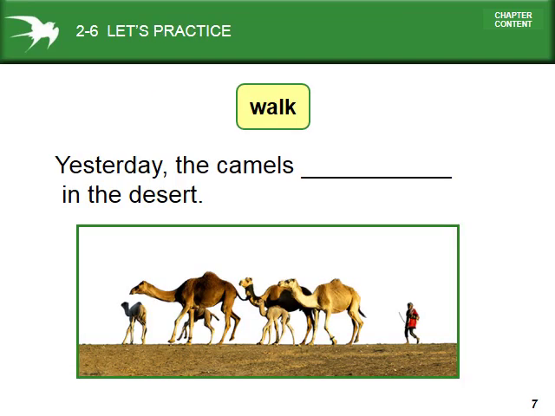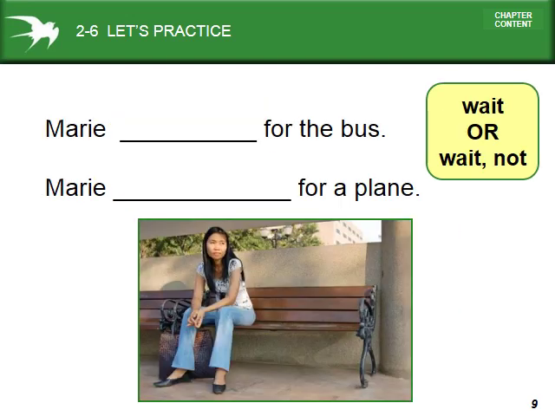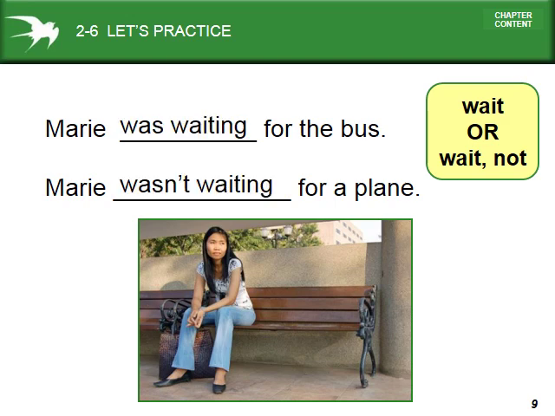All right. So all of these examples are asking you to use the progressive tense. So yesterday, the camels were walking. Here at 8 o'clock, we began to work. At 8:30, we were working. Okay. Marie was waiting for the bus. Marie wasn't waiting for a plane. Okay, so this is just the use of those.